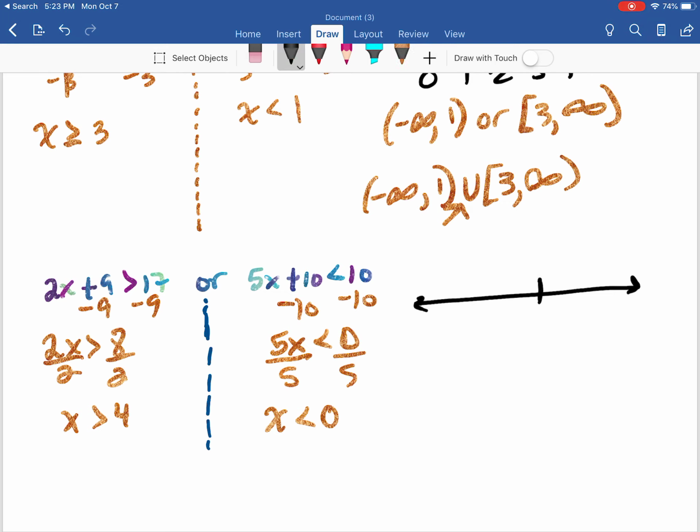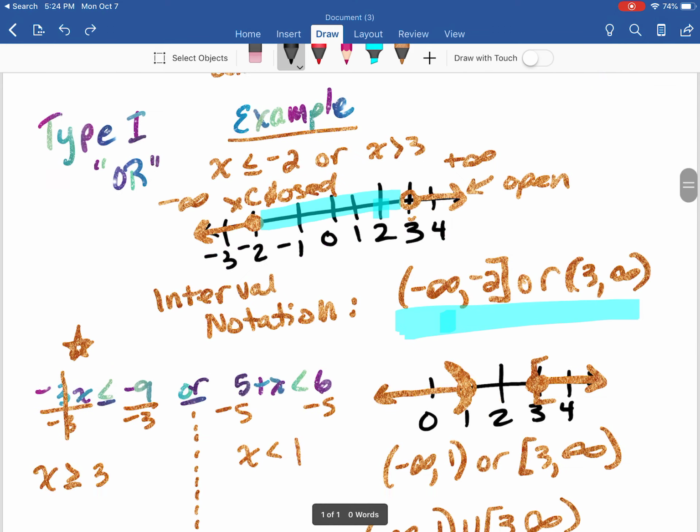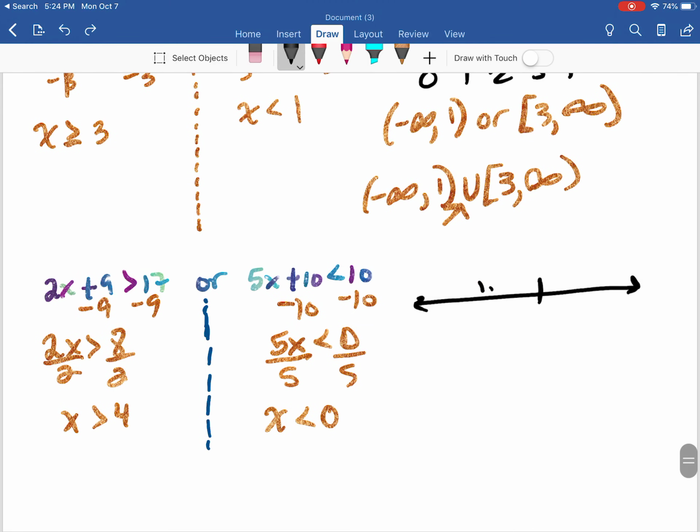I have 0. Negative 1, 0, let's say 1, and let's go ahead and say 4. All right, so we've got 4, and it's greater, and it's not including it. The greater symbol is going that way, so that means that's the direction we're going. Then we have 0, it's not including 0, and it's going in that direction.